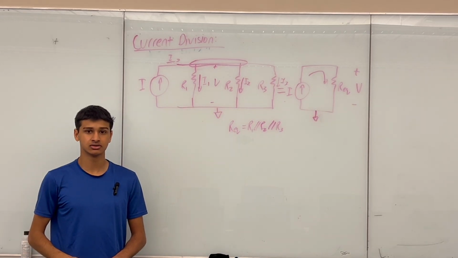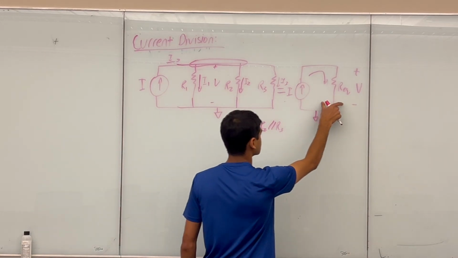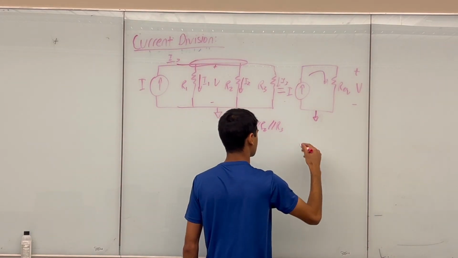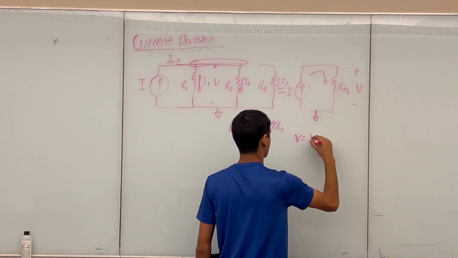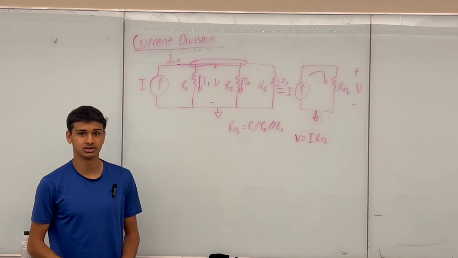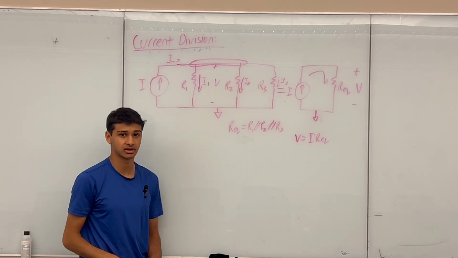The first thing I'm going to do is write Ohm's law for the circuit on the right side. In this case, I have a voltage V, resistor R, and a current I. So I'm just going to write that V equals I times Req. The next thing I want to do is solve for one of these currents independent of the voltage that's being supplied across it.